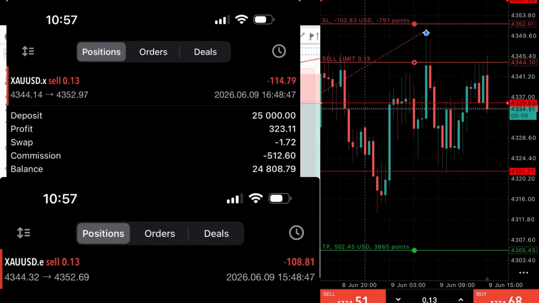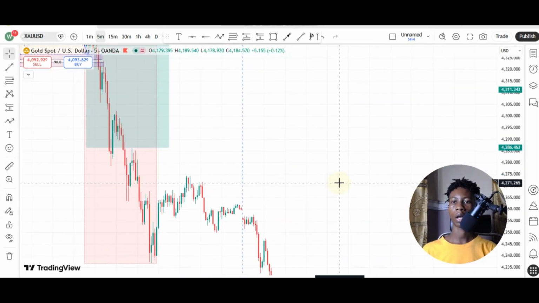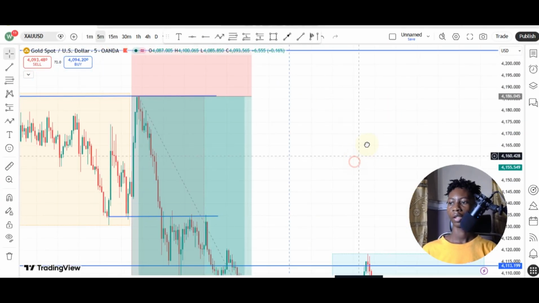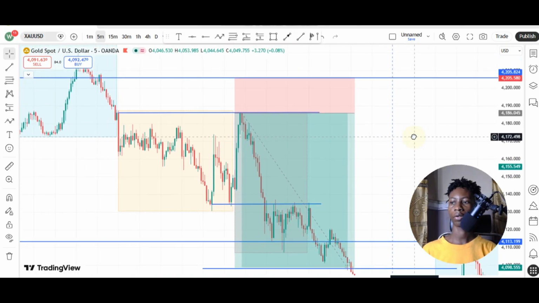Look at right here, two trades, both losses. June 9th, I got trapped. Now watch what happened the very next day. Same market, same direction, but completely different results.